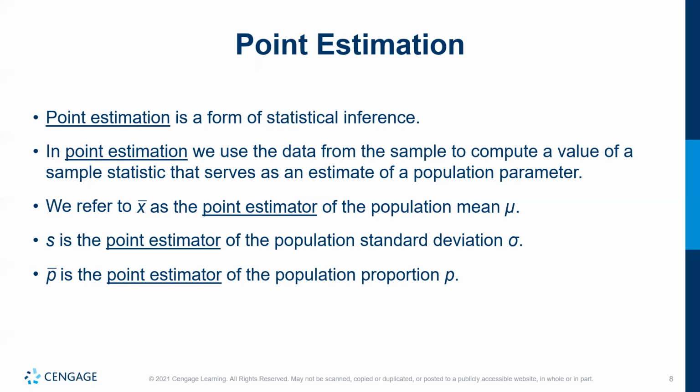And then for proportion, which we're going to learn about in this chapter, P bar is the point estimator for the sample proportion, and P is the population proportion. Okay, and we'll talk about proportions a little bit more in a minute. So just be familiar with what these little things mean, because they're going to come up over and over and over.